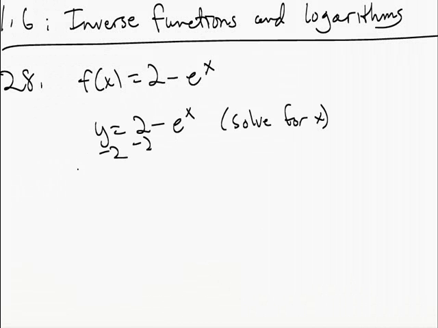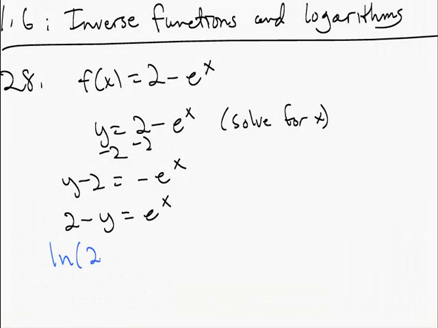Alright, fair enough. We'll subtract a 2 from both sides. So I have y minus 2 is negative e to the x. Now let's distribute a negative through both sides, so that'll change the signs on the left. We'll just make that a positive 2 and a negative y, and I have an e to the x. Well, I'm going to have to undo this e to the x. What do I do to undo that e to the x? Well, I'm going to apply the natural log function to both sides.